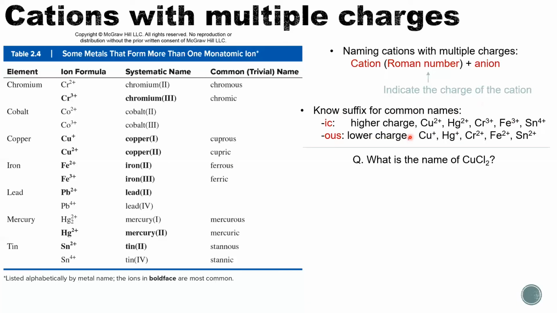Now take a look at the question. What is the name of CuCl2?